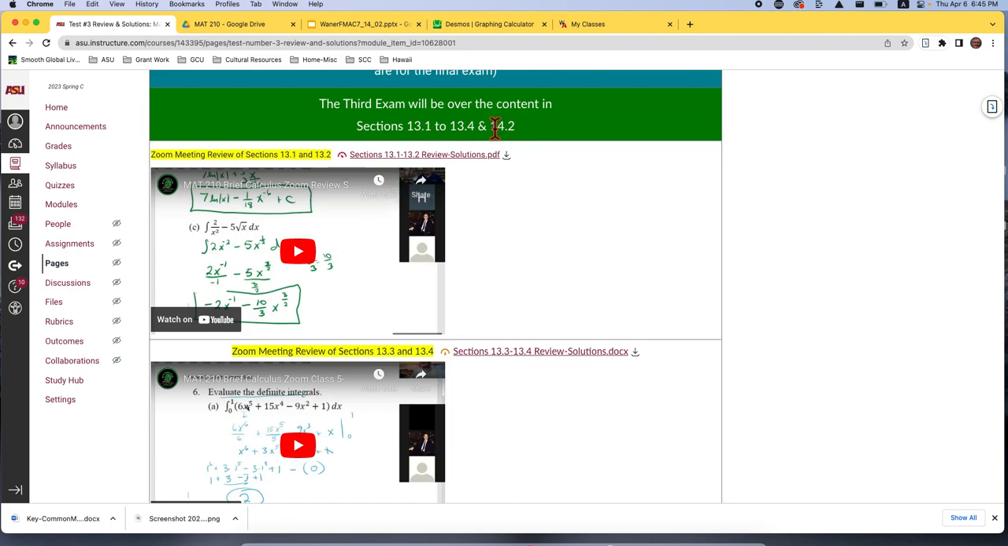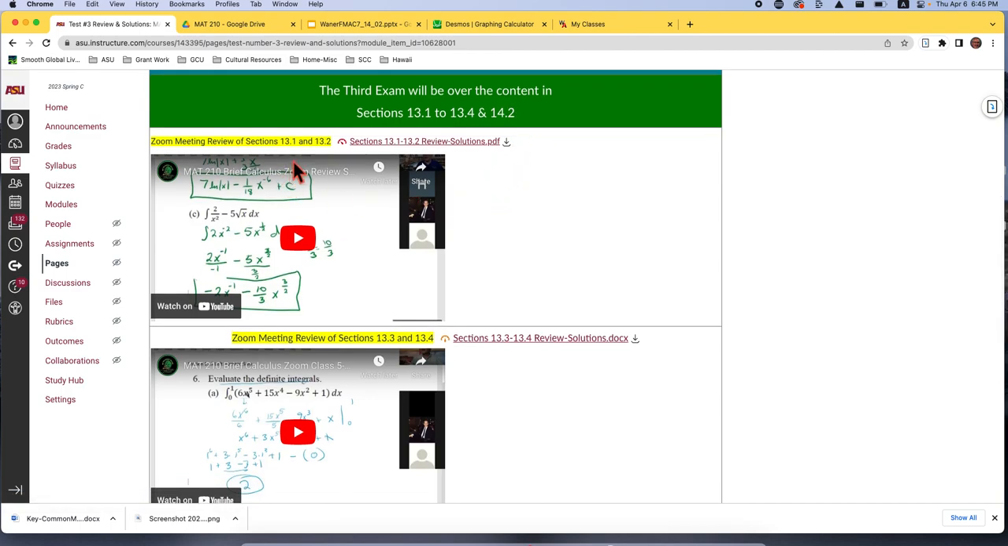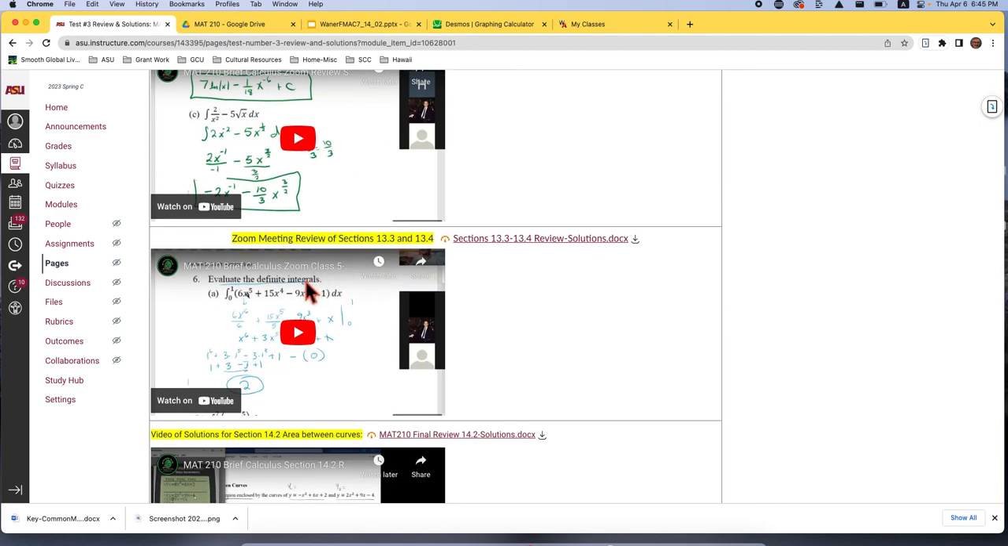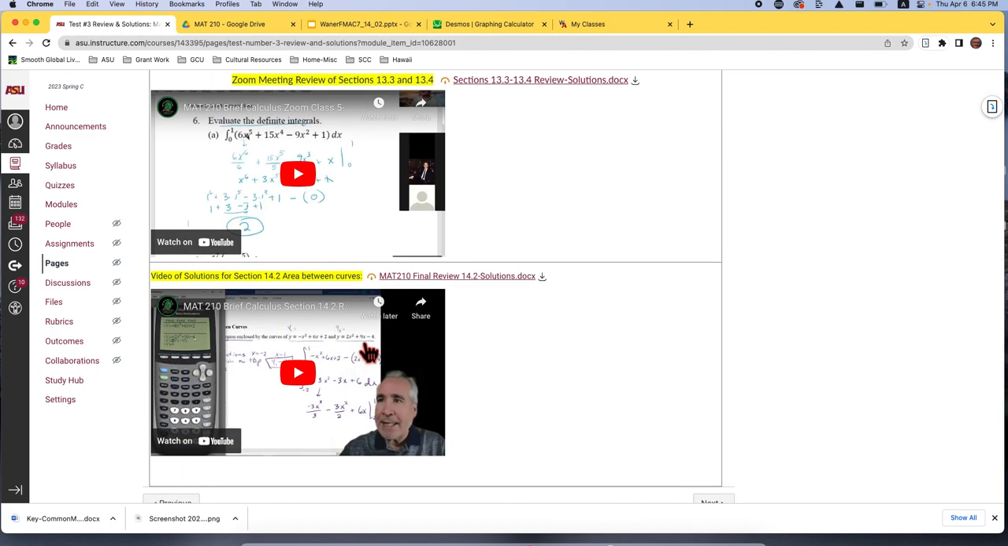The third exam will be over the content in sections 3.1 to 3.4 and 14.2. I don't know if I said that right, but what's here. Then I've got sections 13.1 and 13.2. This is the review. I did it without the answers in there, so I worked every problem there. And then 13.3 to 13.4, I worked every problem in the review. So those are all there. And then 13.4, area between two curves, I worked that. I haven't looked at it. I might have had my app to do it, so if we do, we'll see if we can find that. But again, I've got all the review questions worked out.